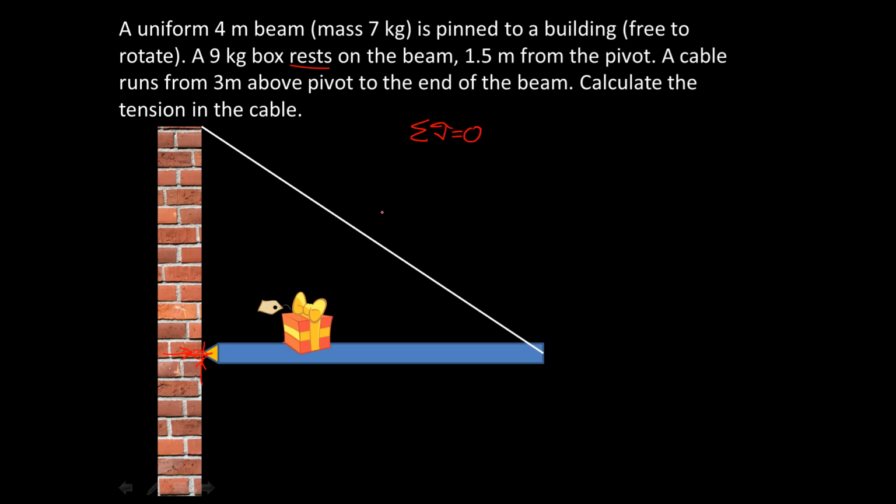Let's go ahead and get started. Hey, so we're going to take a look at the torque due to the beam. We'll take a look at the torque due to the box. Both of those appear to produce a clockwise torque, and then we're going to have some type of force that's going to spin it back the other way. So the torque from the cable will be counterclockwise. And let's take a look at the torque from the beam.